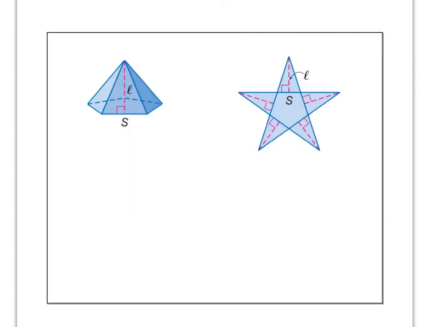Here's another pyramid. You can see this one is a pentagonal pyramid because it has 1, 2, 3, 4, 5 sides. And if I unfolded this pentagonal pyramid and laid it out flat, this would be the result. So this would be the net of the pentagonal pyramid.